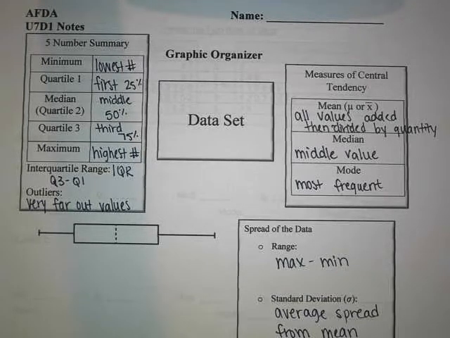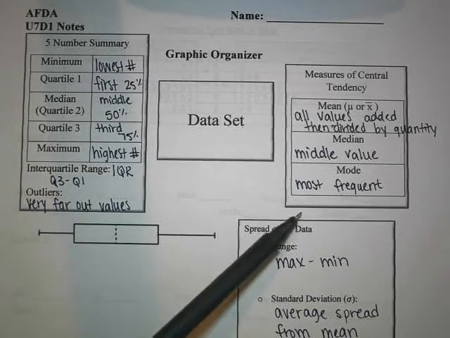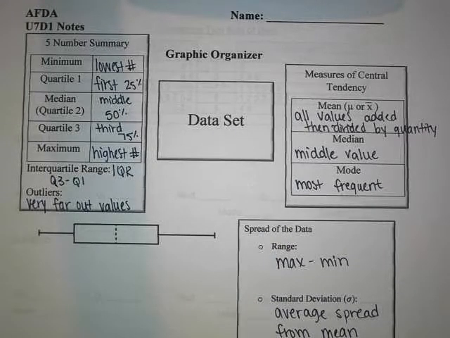We have 3 measures of central tendency over here. The mean, you see there in parentheses, there's the symbol mu or the x with the line over top. We use that in our calculator, so if you're using the TI or any of that, that's what you'll be looking for. I'm going to show you later how to do this in Desmos. But your mean is your values added, then divided by the quantity. So you add all the values together, divide by however many numbers you have.